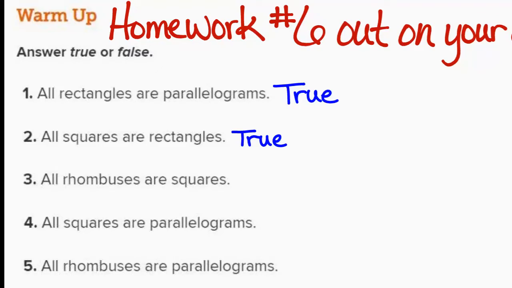Number 3, all rhombuses are squares. False. Both rhombuses and squares have 4 congruent sides, but a rhombus is not required to have 4 right angles, whereas a square is.